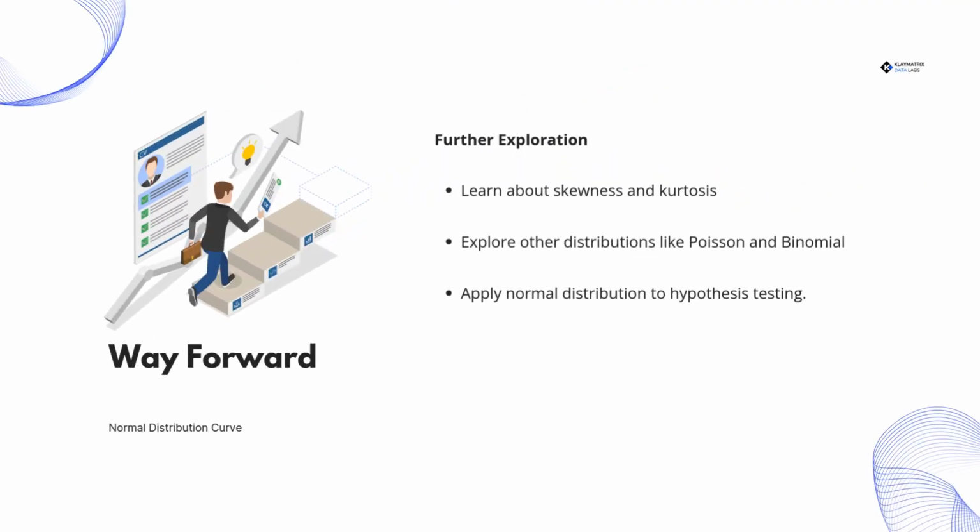Before we go, here's something for you to explore. Look into skewness and kurtosis to see how distributions can be distorted. Also, check out other distributions like Poisson and binomial.